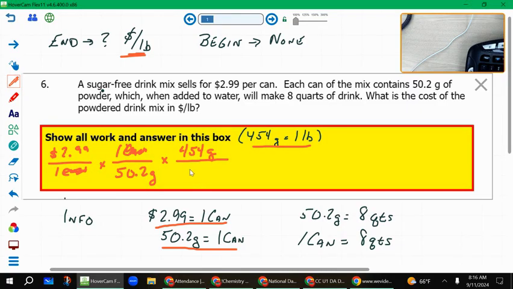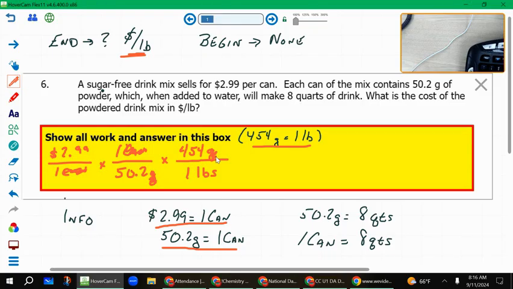What I hope you're starting to see, ladies and gentlemen, is it's all about letting the units do the work for you. It's all about getting from one unit to another and then to another and maybe to another. But it's always working with our units to get from where we started to where we want to go.